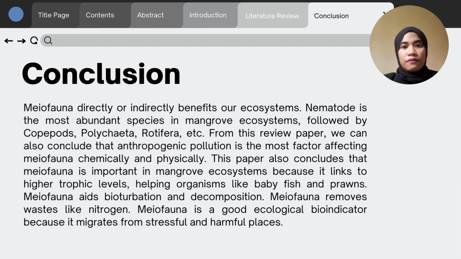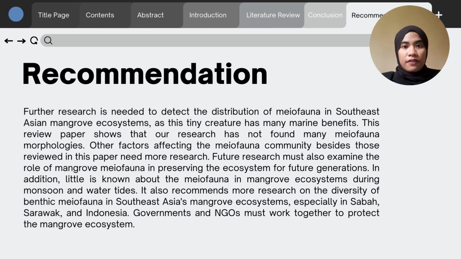Meiofauna add decomposition and bioturbation. Meiofauna also absorb nitrogen and are a good ecological bioindicator because they do not migrate. Meiofauna have many marine benefits and need to be studied in the Southeast Asian marine ecosystem. This review paper shows few meiofauna morphologies.